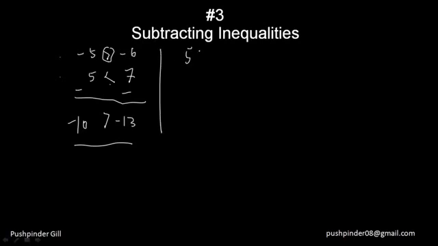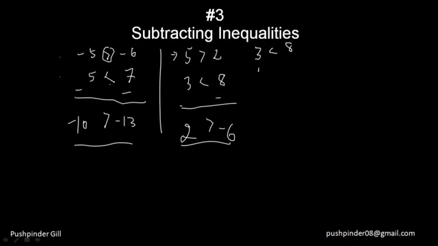Let's say 5 is greater than 2 and 3 is less than, let's say, 8. Now again, you are subtracting the inequalities, so you're gonna keep the sign of the top one. So you say greater than. 5 minus 3 is 2 and 2 minus 8 is negative 6. So again, even if you start with 3 is less than 8 and you say 5 is greater than 2, now you want to subtract. Now you have to keep the sign of the top one, which is less than. 5 minus 3 is negative 2 and 8 minus 2 is 6.